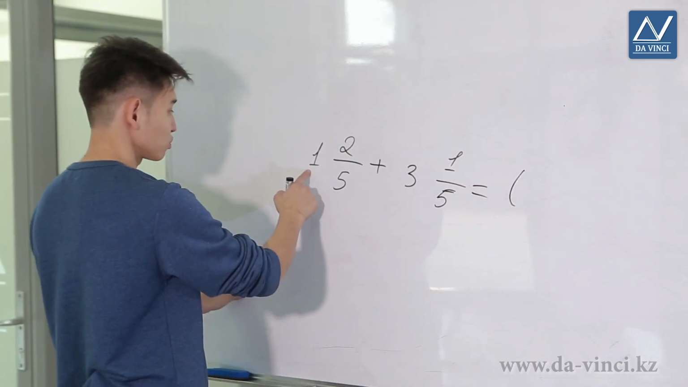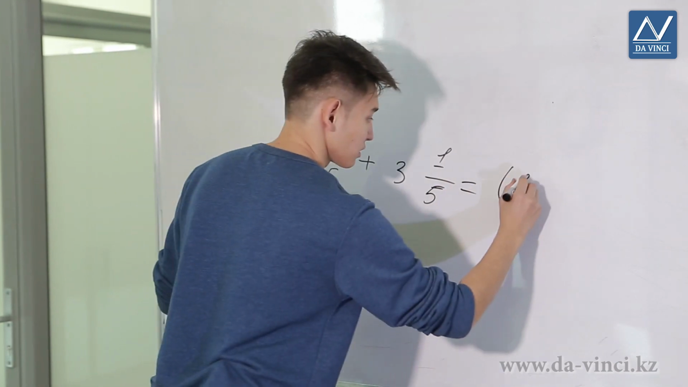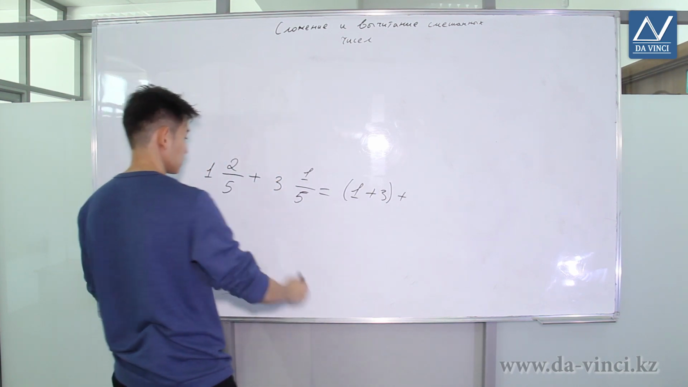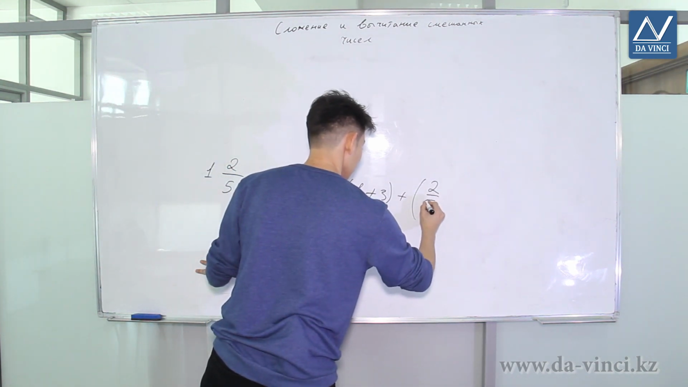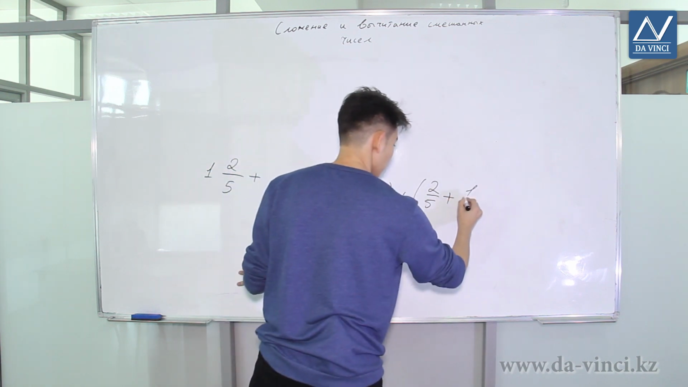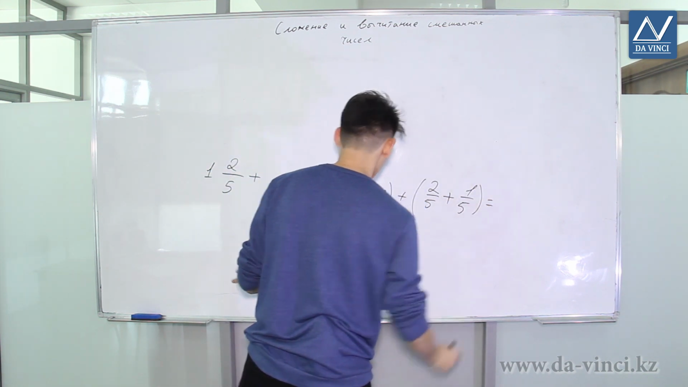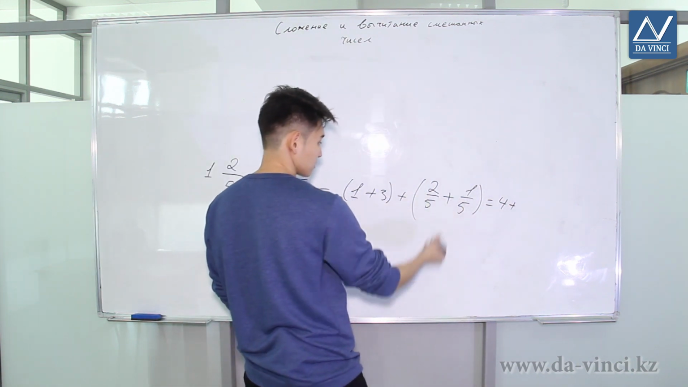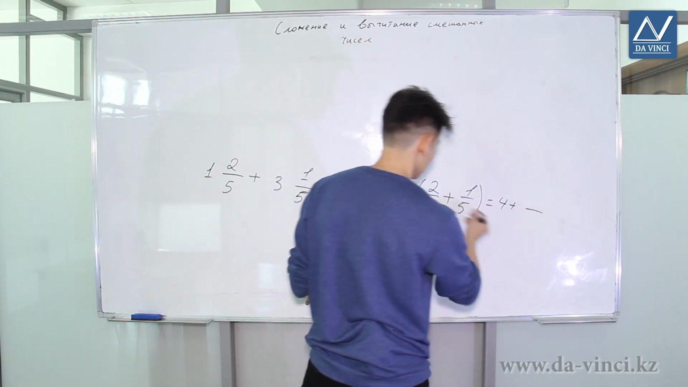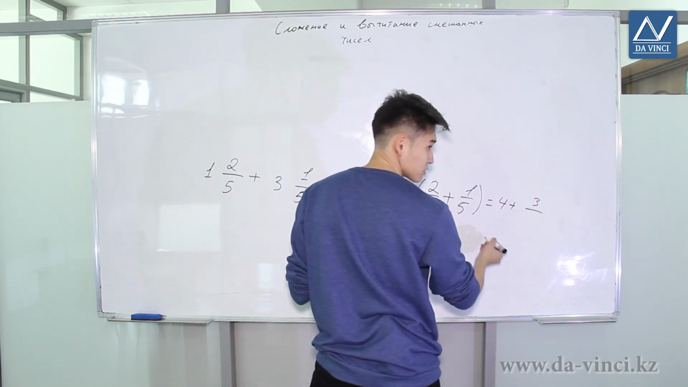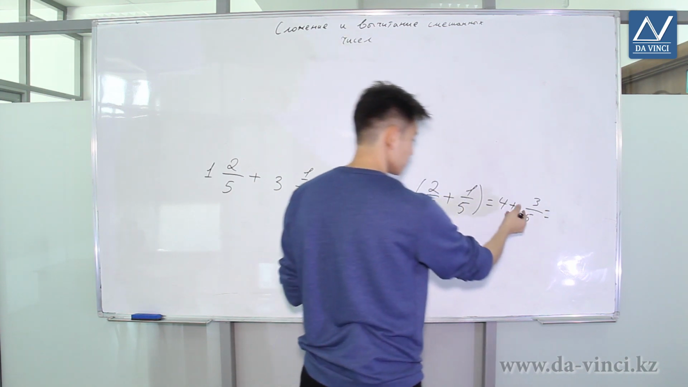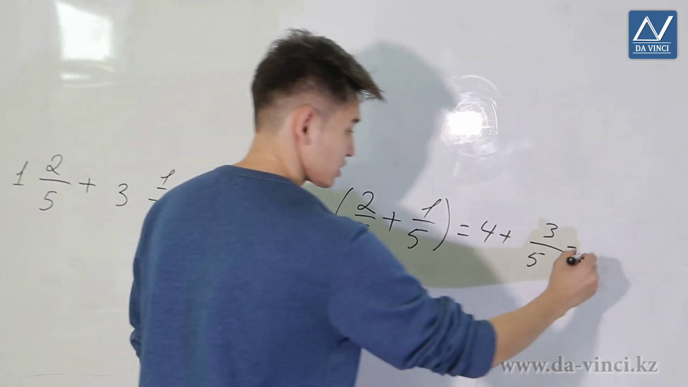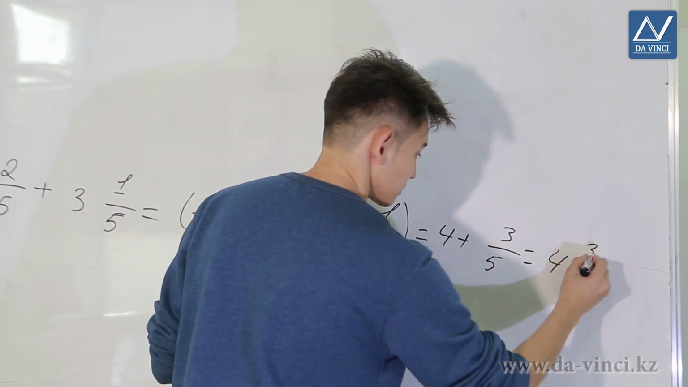At first we add the integer parts: 1 plus 3, plus. Then we add the fractions: 2/5 plus 1/5. Pretty easy to calculate. 1 plus 3 is 4, plus 2 plus 1 is 3, and the denominator doesn't change. That is 4 plus 3/5. We have learned mixed numbers in the last lesson, so the result is 4 and 3/5.